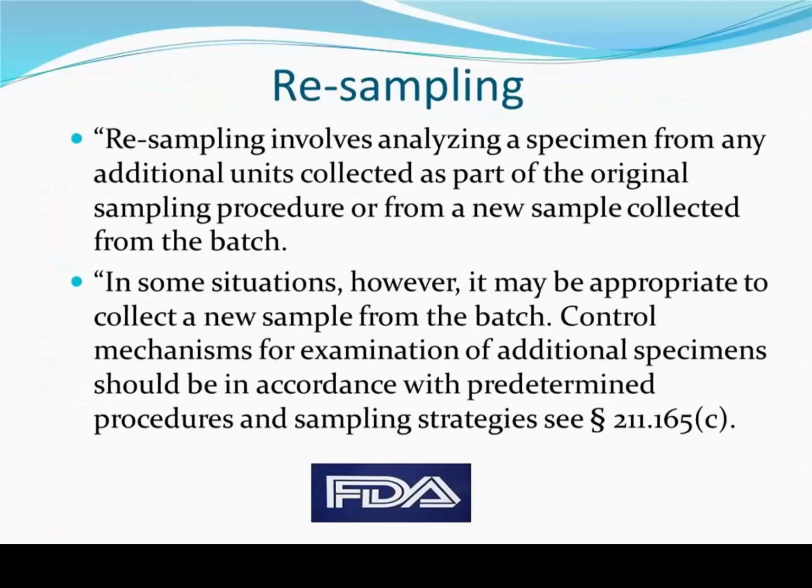Resampling is a little bit different. This is where you analyze a specimen from any additional units collected. You may actually have to go up and take a new sample from the batch. Make sure, according to 211.165 of the CFR, that there are control mechanisms still in place for examining those additional specimens. So if you're going up into the Class A area to get another sample, let's say in the formulation area, make sure you're gowning, make sure you're doing gowning plates, make sure you're doing all the EM that you need to, even though you're just up there to get a sample.